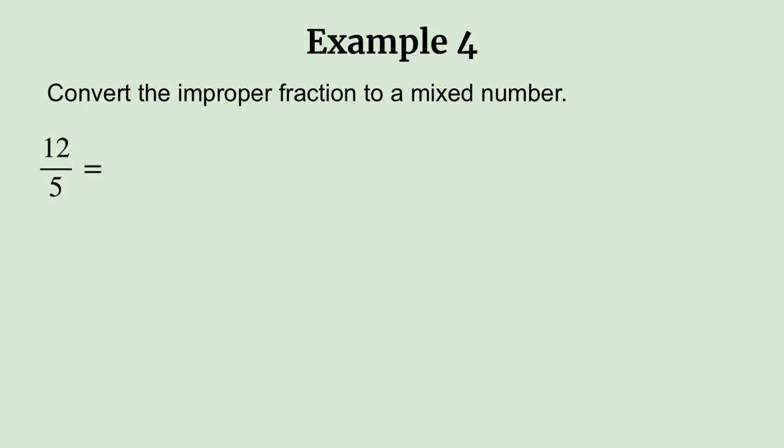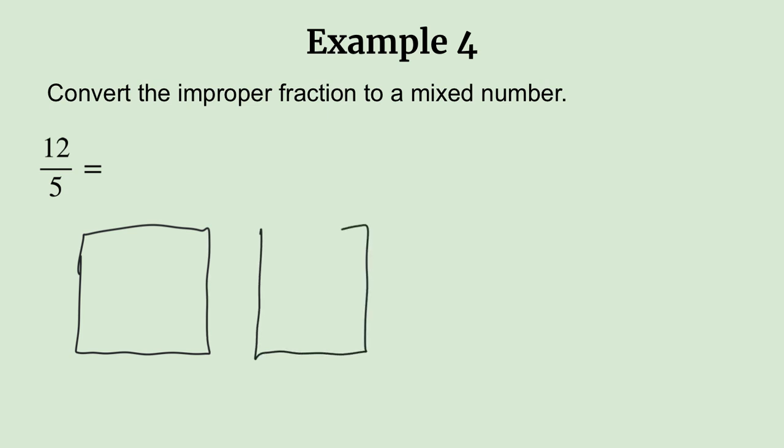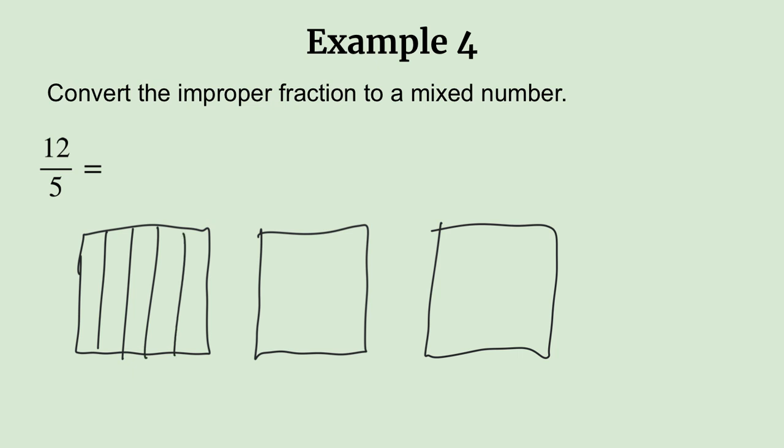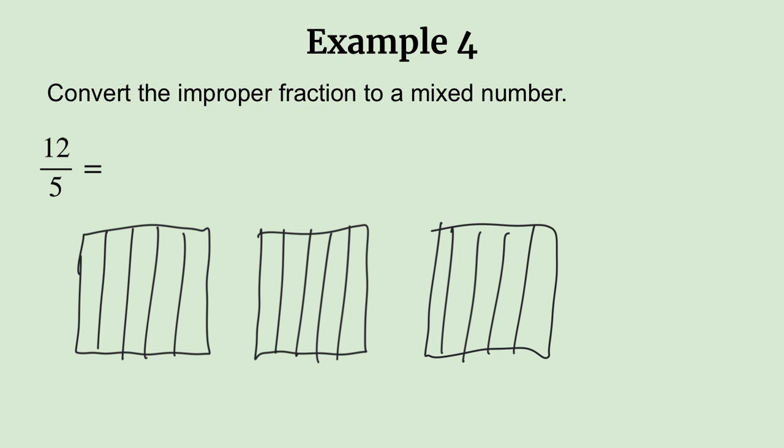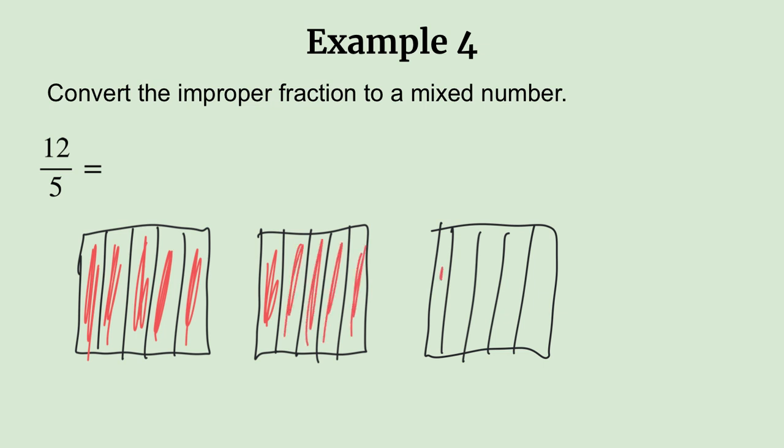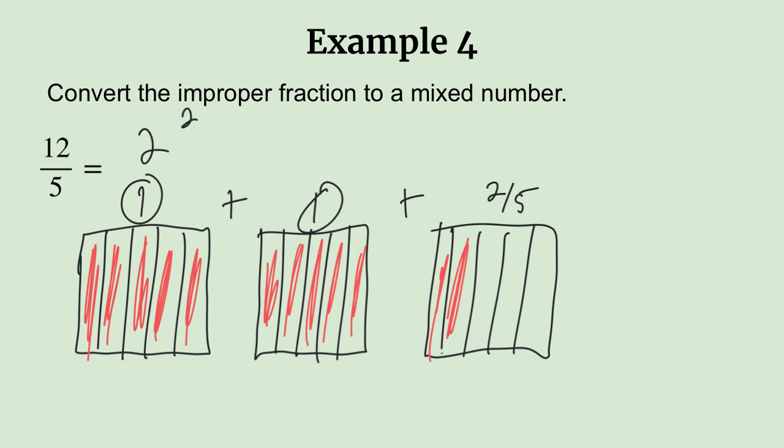So 5 goes into 12 2 times, and 3 would be extra. So we'll do 3 boxes. 1, 2, 3. Split them up into fifths, and just fill in how many you have. We've got 1, 2, 3, 4, 5, 6, 7, 8, 9, 10, 11, 12. So that's a whole, and then 2 out of 5. Add those together. We get 2 2/5.